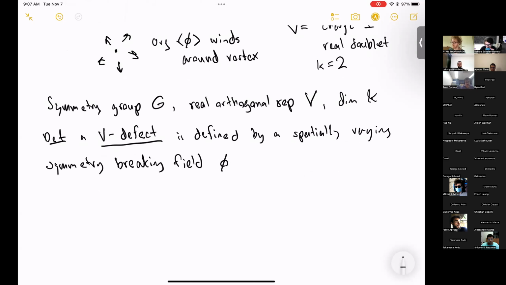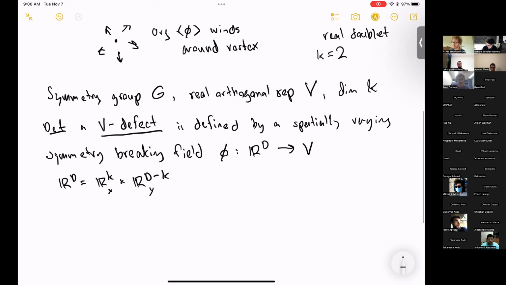And so phi will be a function from our spacetime R^d to V, our vector space, which is k-dimensional. I'm going to split this R^d into R^k times R^(d-k). So we're going to have coordinates x on R^k and y on R^(d-k).